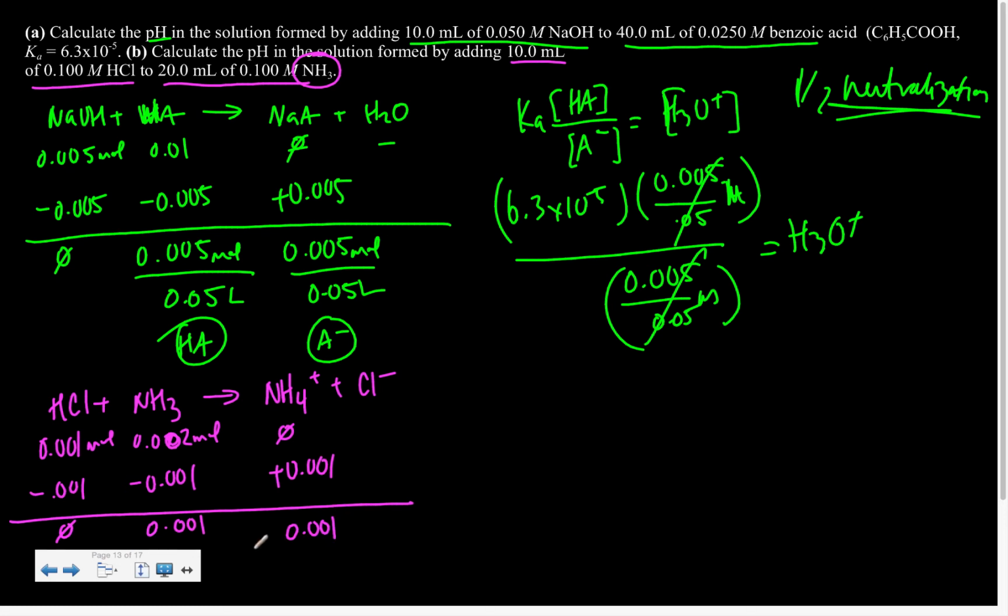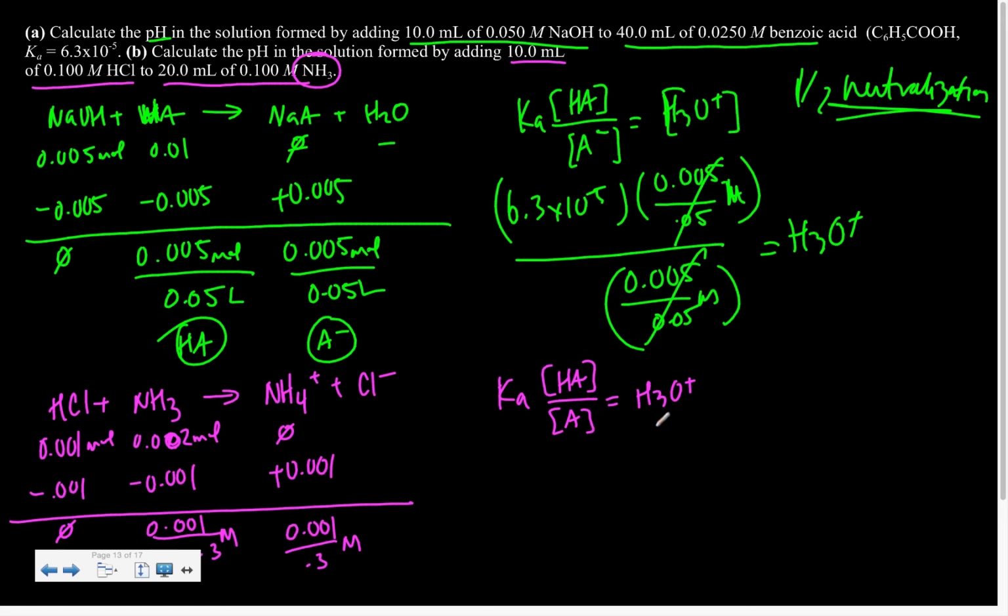So like I said, half neutralization, and it's going to be over our new volume, which is going to be 0.3 liters. This is our molarity of each. Now, really important, this is going to go back to this expression again: Ka times HA over A minus is equal to H3O plus, because we want to find the pH.